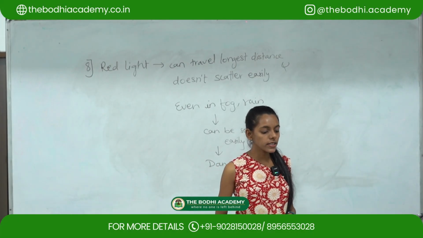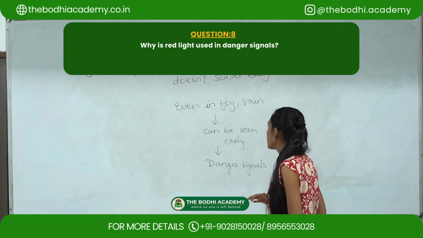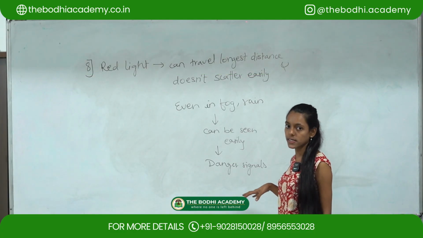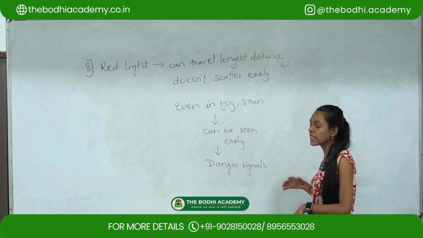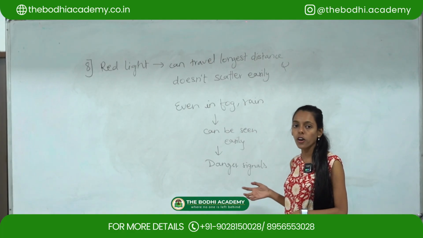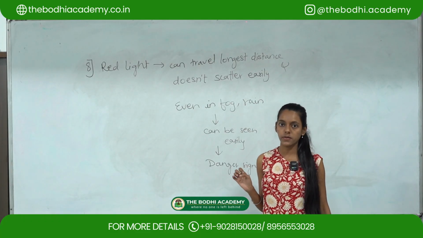The next question is, why is red light used in danger signals? Red light can travel the longest distances and doesn't scatter easily, meaning it doesn't spread out easily. So we can even see it in fog and rain. That is why it is used in danger signals.